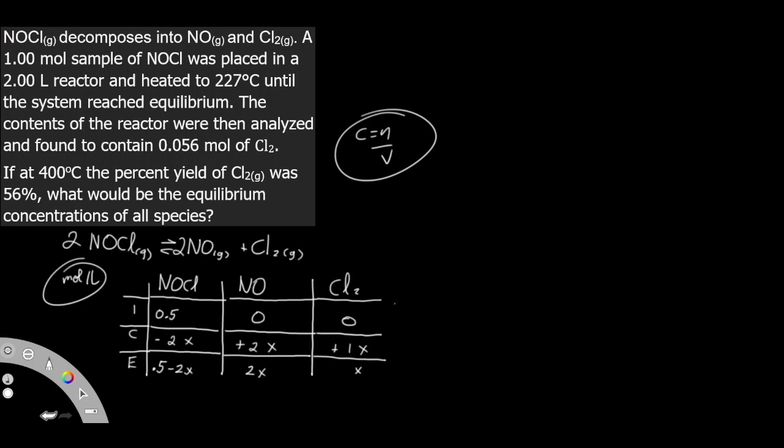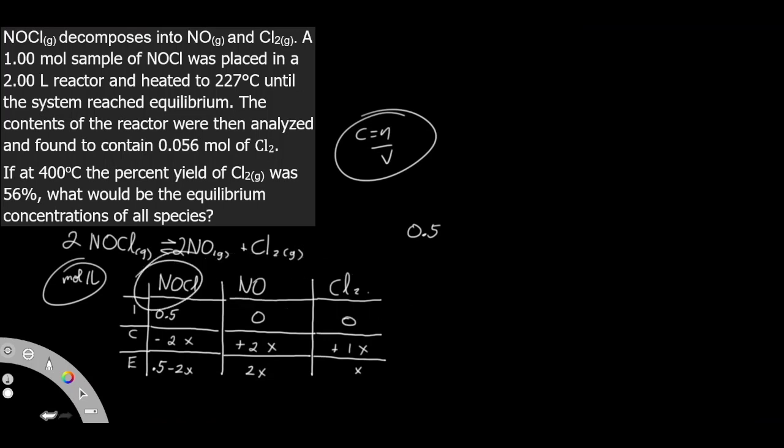What are we going to be doing now? Well, it says at 400 degrees, the percent yield of Cl2 was 56%. Okay, so we're going to concentrate on this one. What are we theoretically supposed to be getting? Only 56% was actually obtained, but we're supposed to be getting a theoretical amount. What would that be? Well, we had NOCl here at 0.5. Let's get rid of the units for now, just to make it simple. So we have 0.5 initially of NOCl, and this NOCl is going to be creating these products.